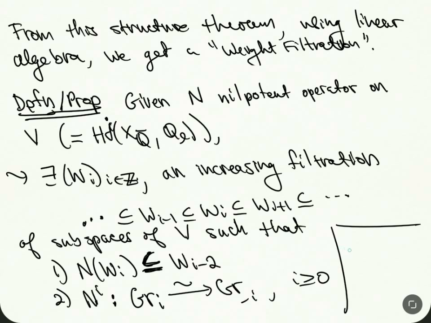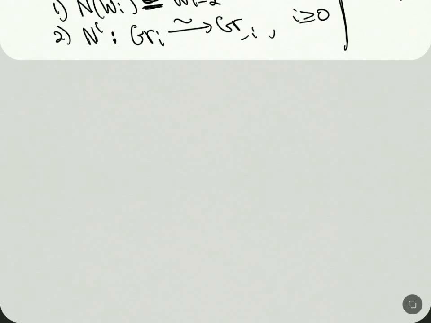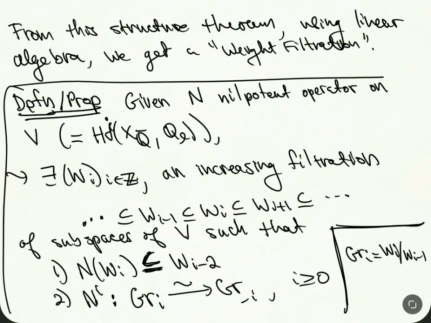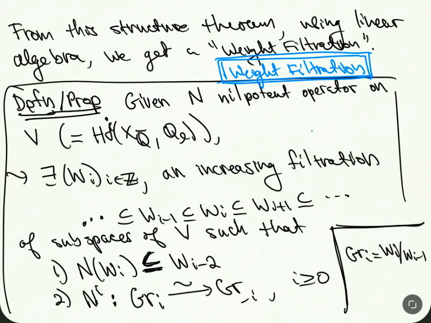Let me make a little remark here: this ith graded piece is just one of the guys minus the previous one, so it's a subquotient. The graded ith piece is a subquotient of the W_i piece. So N^i sends this to this, and then it induces an isomorphism here. I'll put a reference to this in the comments. Now, this is the weight filtration, the thing that's cooked up from the monodromy operator.